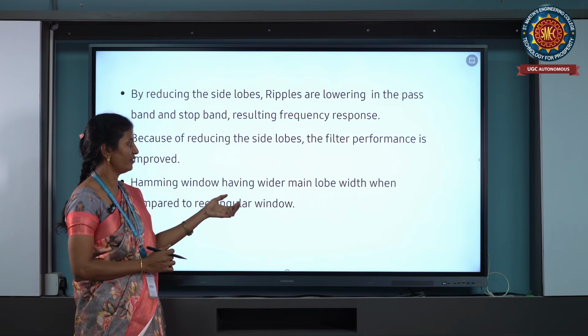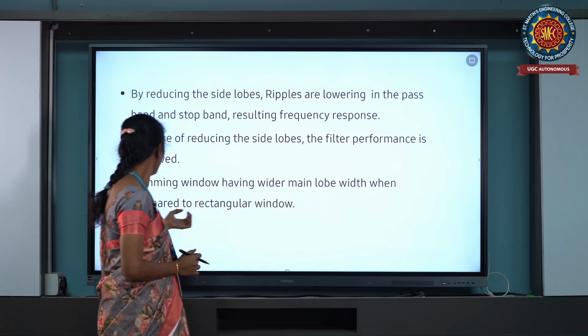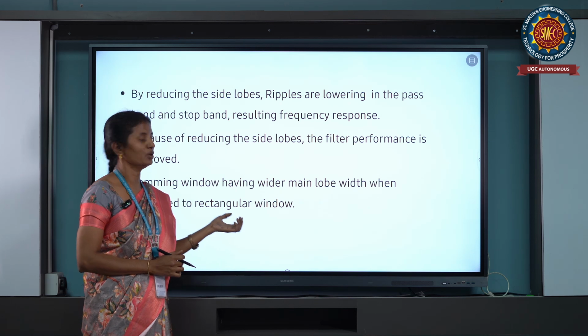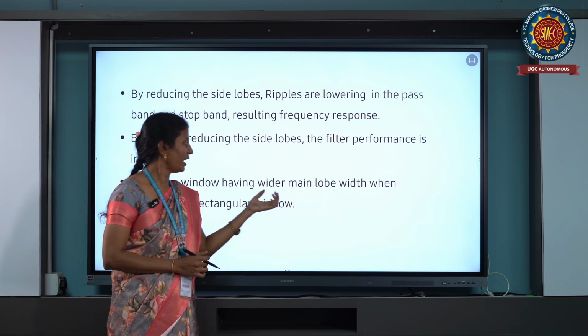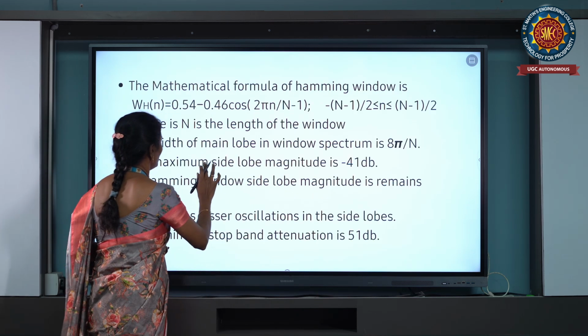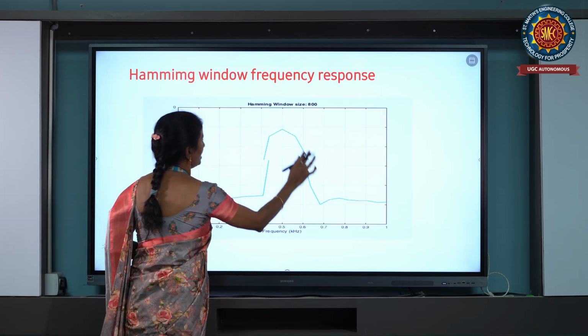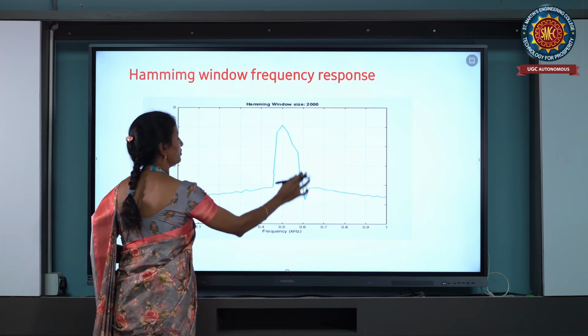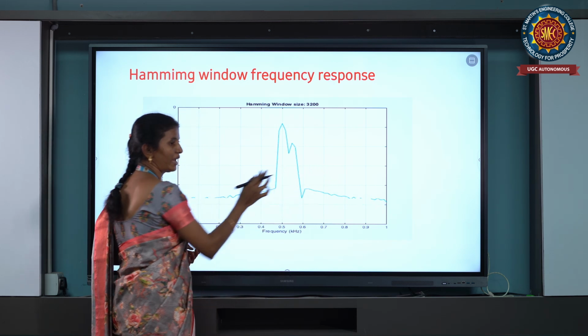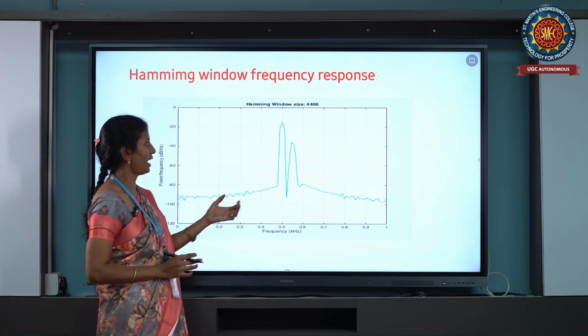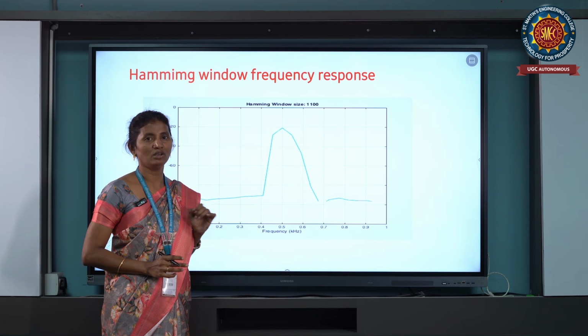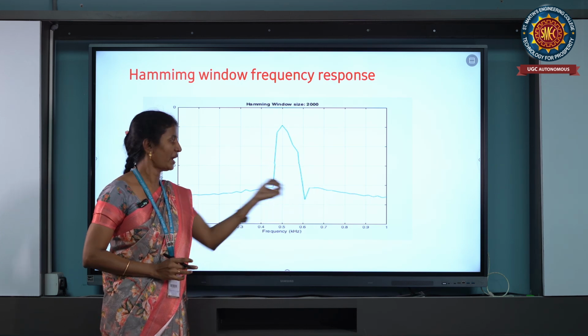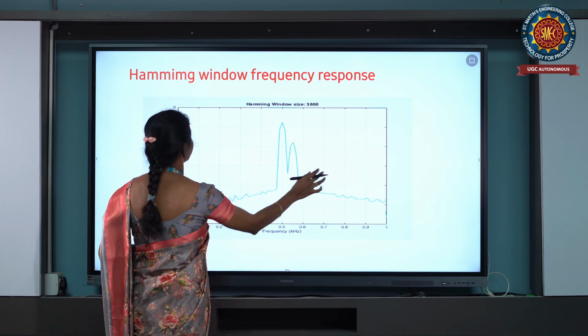The Hamming window has a wider main lobe width when compared to the rectangular window. This is the main lobe. In the Hamming window, the width of the main lobe is larger when compared to the rectangular window.